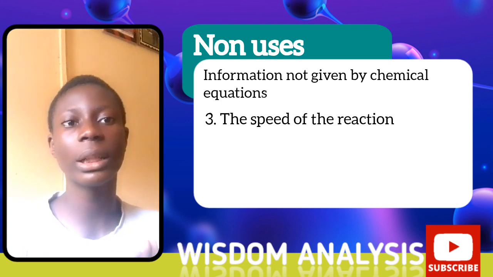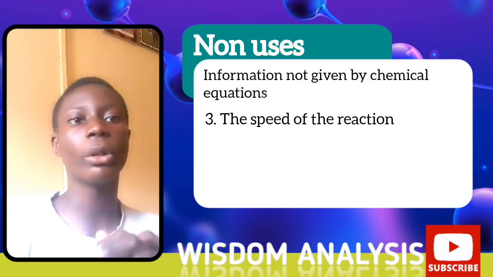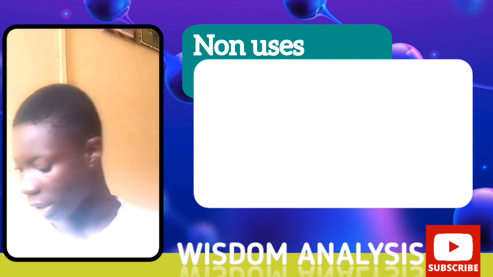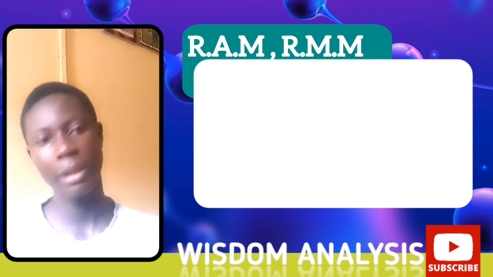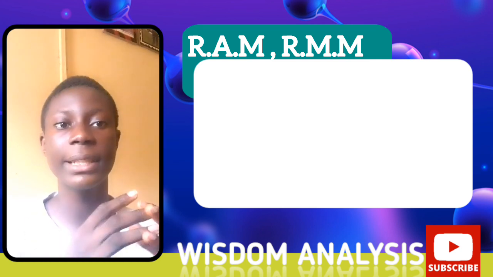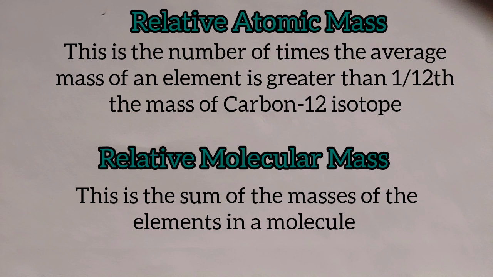Okay, so now that we are done with the uses of a chemical equation, I'm going to go to the next deal on the table, and I think that is the relative atomic mass and relative molecular mass. So the relative atomic mass is the number of times the average mass of an element is greater than 1/12 the mass of carbon-12 isotope. So get that definition. While the relative molecular mass is the sum of the masses of all the elements that are contained in a molecule. Okay, don't worry, you will understand this one, we use it for a calculation.